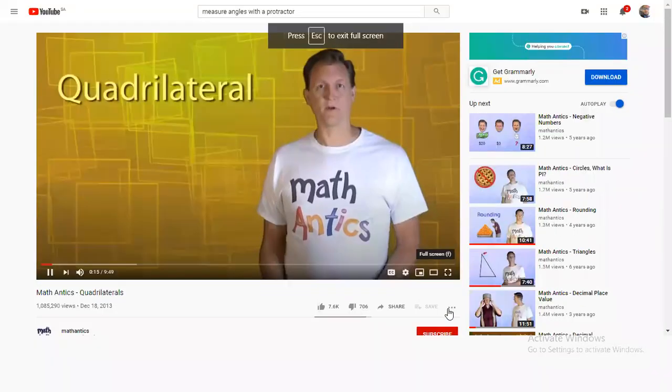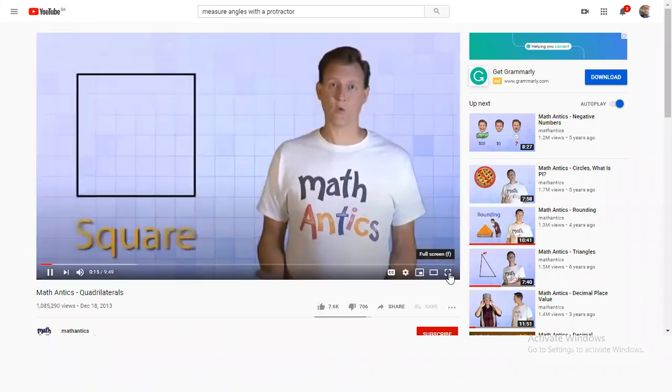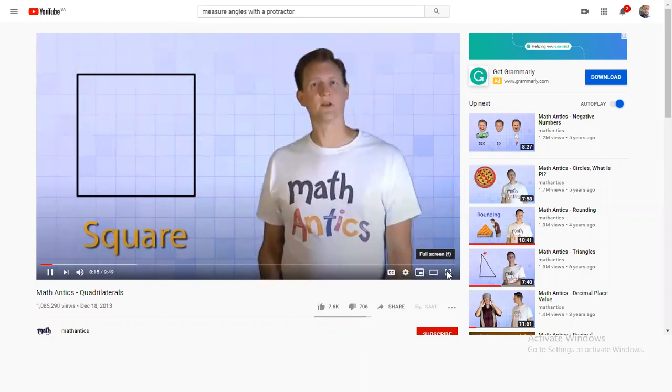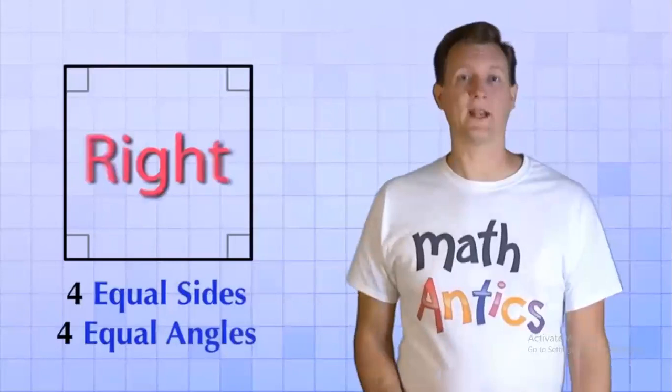Quadrilateral is just a fancy math word for a polygon that has exactly 4 sides and 4 angles, like this one. You should recognize this shape, of course. It's a square, and a square is a special kind of quadrilateral. It's a quadrilateral because it has 4 sides, and it's special because all 4 of those sides are exactly the same length, and all 4 of its angles are exactly the same size. In fact, they're all right angles.